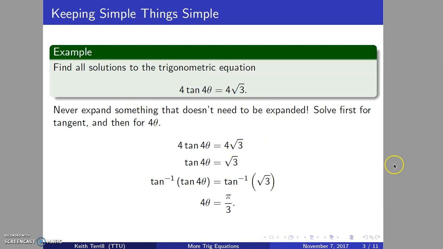So that's what I did here. I solved for tangent first. So I got down to tangent of 4 theta equals the square root of 3. Applied the arctangent to each side. And I've got now 4 theta is equal to pi over 3. That is one specific solution. Of course, it's not a solution for theta, it's a solution for 4 theta. But I don't think it's going to take too much to go from here to theta equals something.